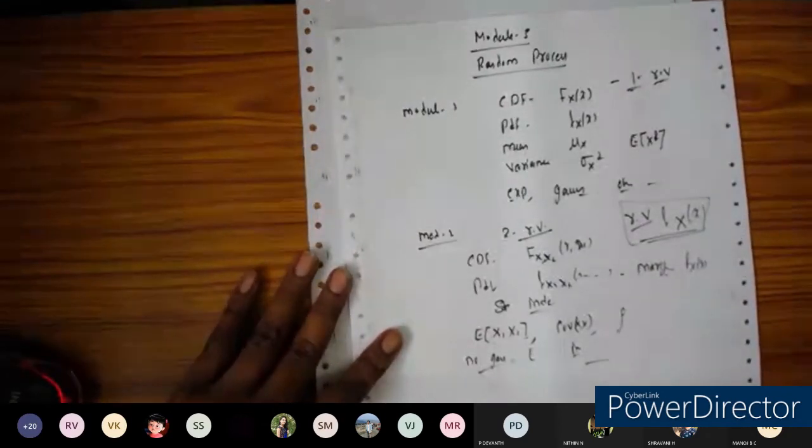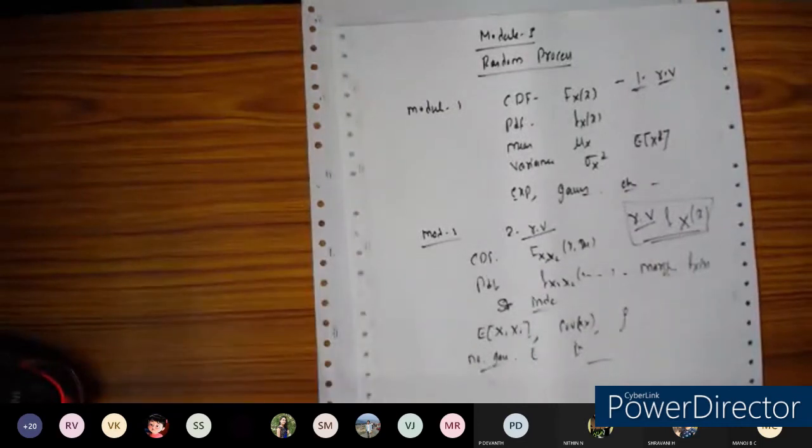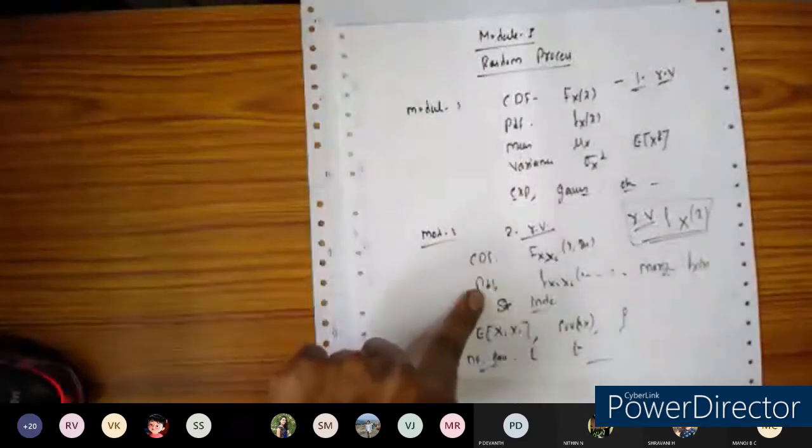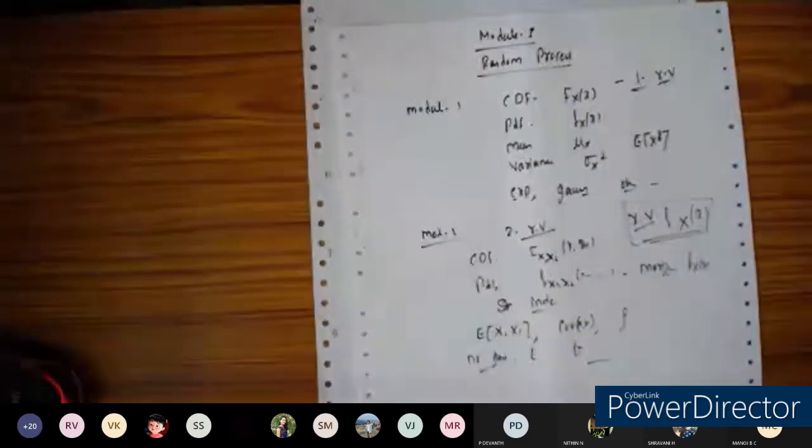Any doubts with this concept here? Any doubts with these concepts? Okay, so what we defined, we extended for two random variables. In a similar way, we extended it for many random variables, right?